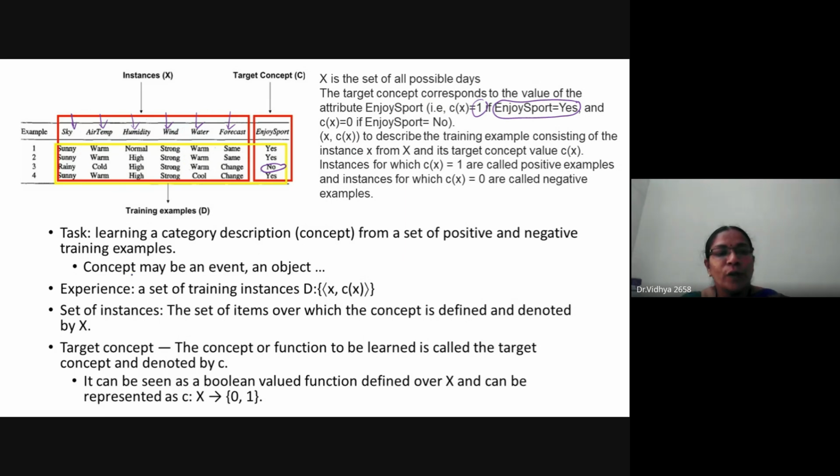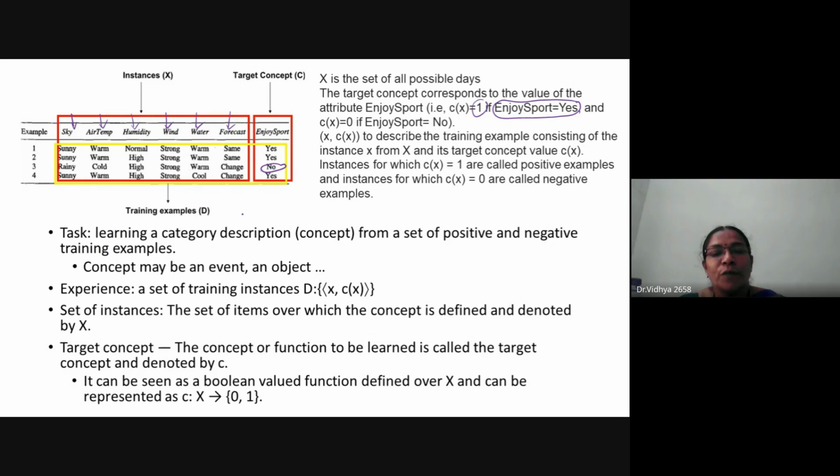Okay, so here you have two important terminologies to remember. One is instances, another one is target concept. Instances are denoted by X and the target concepts are denoted by C, and training examples are commonly denoted as D.